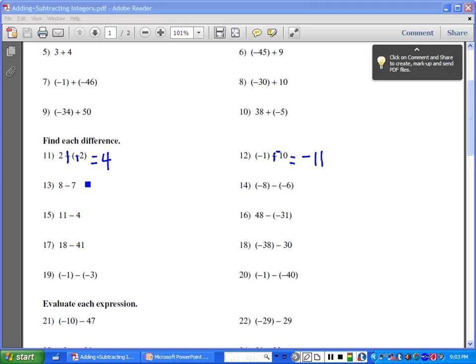Number 13, we really don't need a rule for that since 8 is bigger than 7, but you need to change the minus sign to a plus sign, make the 7 negative. Therefore, you have different signs here because 8 is positive, then you have a negative 7, so you do the difference and take the sign of 8 because 8 is positive and it's the larger number.